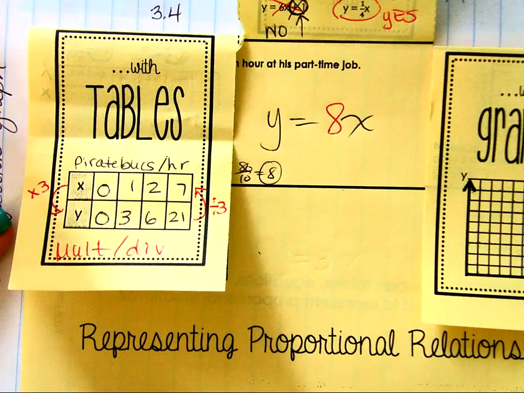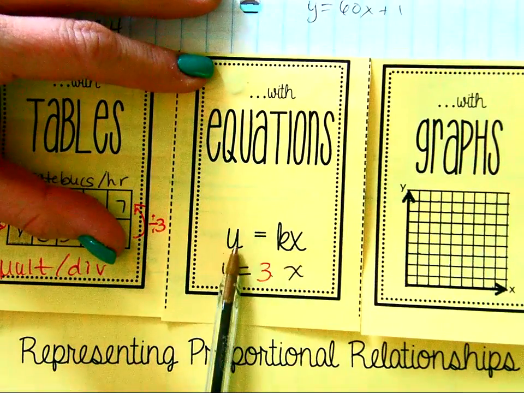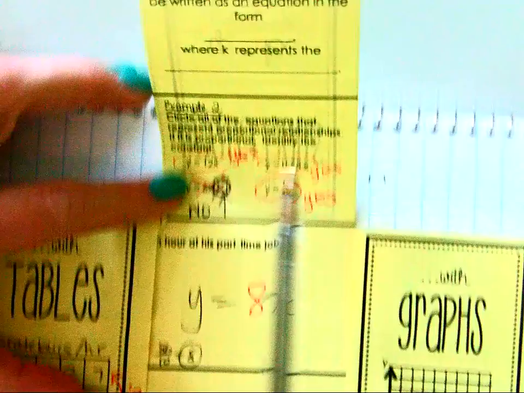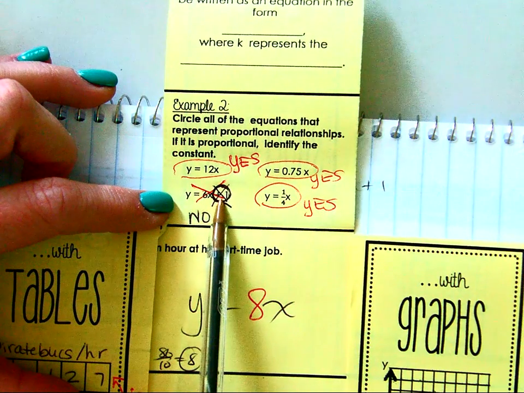When you look at an equation, is it just y equals something x without a plus or minus after it? If it is, yeah, it's proportional. If it's not, it's got a plus or a minus. Nope, not proportional. So let's go up here.